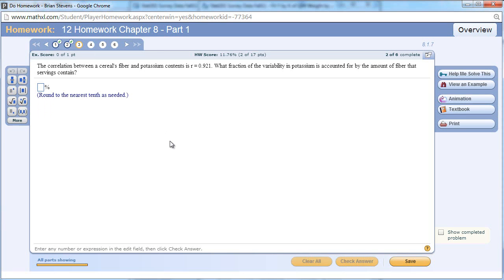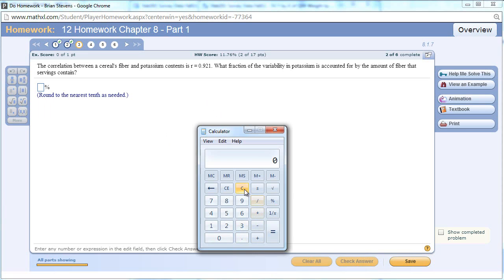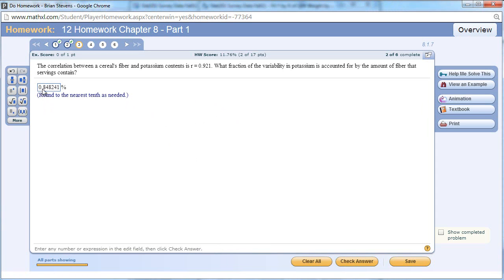So when we think about this right here, to get r squared with correlation, we just square it. So let's go ahead and take 0.921 and times it by 0.921. And that will give us r squared. And once it's to the nearest tenth, we're going to copy paste this in and move the decimal around.